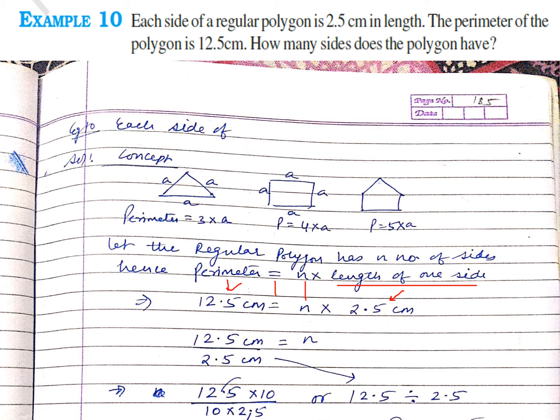Now in this equation, what is to be found? This thing is unknown. I have told you, whatever we want to find, we make it alone on that side. So if you see, this 2.5 is multiplying over here. If you take this 2.5 to the left side, what will happen? Here it is multiplying, but when it crosses the border, it will come in division. So we have got n is equal to 12.5 centimeter upon 2.5 centimeter.